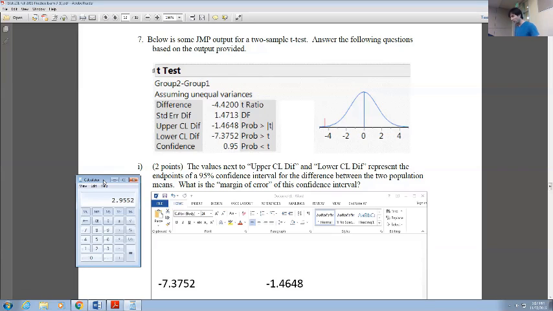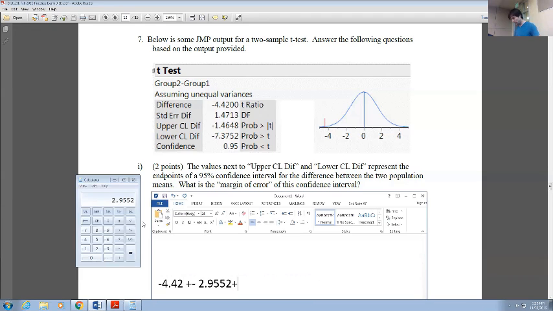And we get the same answer there. Or we could take 4.42 and subtract 1.4648, and we get the margin of error there. And you could confirm this by adding and subtracting. Let's go right here, and we could confirm our answer by going negative 4.42 and then plus or minus 2.9552. And this would confirm our answer right here.